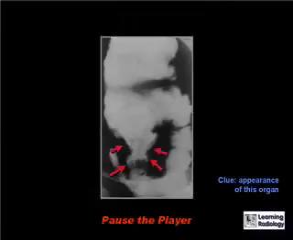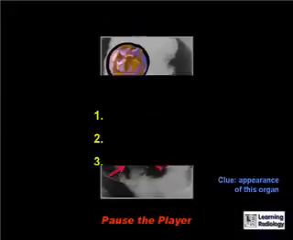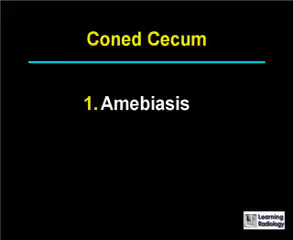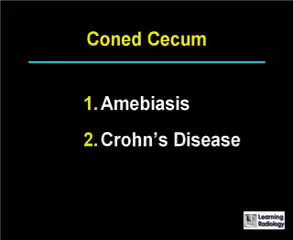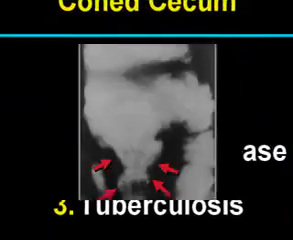This is the next differential diagnosis. Here is a clue. The differential is for a coned cecum. There are 3 causes listed. The 3 causes of a coned cecum are amoebiasis, Crohn's disease, and tuberculosis.